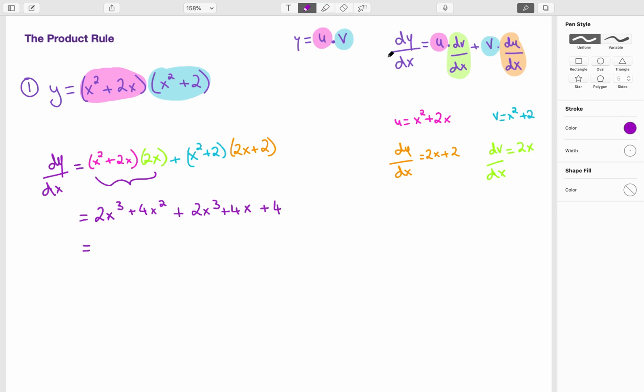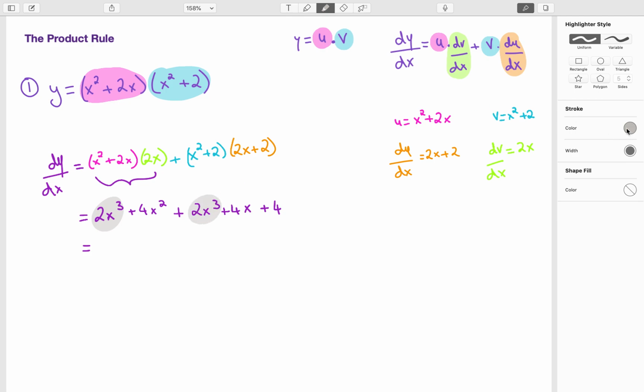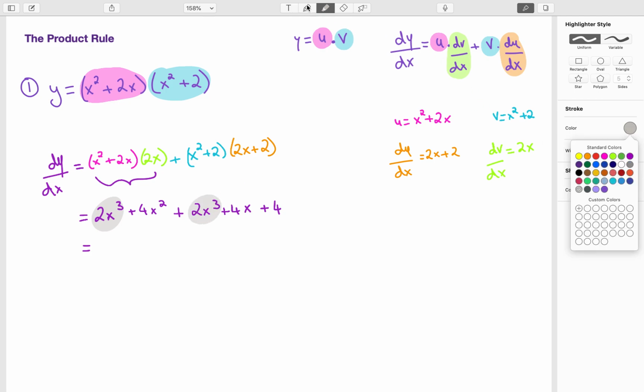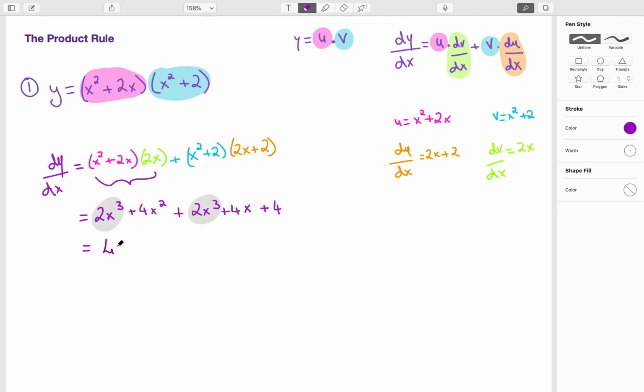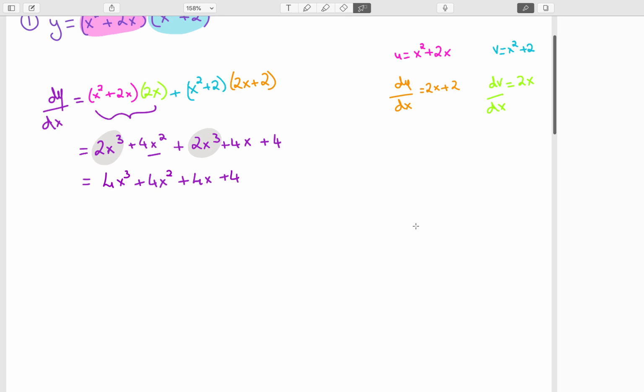Tidying that up, I group like with like and add those things. Here I've got x cubed and x cubed, so if I tidy those up I get 4x cubed. I have no other x squareds, so I write 4x squared, plus 4x on its own, plus 4. And there we have our final answer. So it's just about using this rule, selecting your u and v, differentiating them as they are, and then using the rule to sub in.